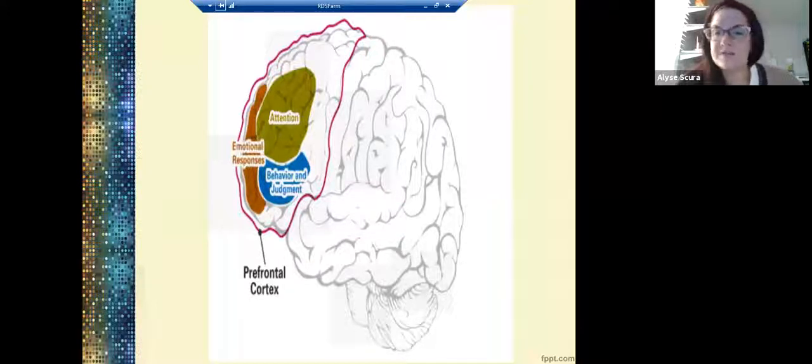As you can see, there's a greenish color for the section of the brain that focuses on attention. Right below that, where it's blue, is the area of the prefrontal cortex that focuses on behavior and judgment. And kind of surrounding those two areas in an orangey brown is emotional responses. So when there's deficits in the prefrontal cortex, that's where the executive domains live. That's where we see these deficits to their executive functioning skills that we then see in their behavior and their symptomology.